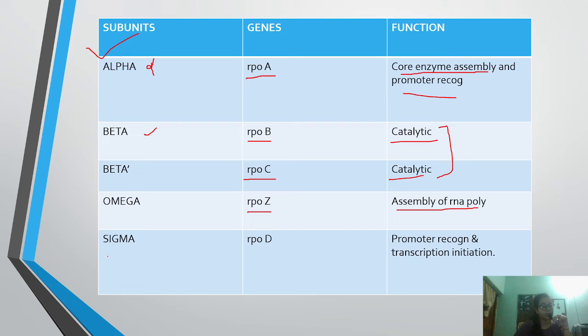And sigma, as I have already told you, is regulated by the RPOD gene, and it is responsible for promoter recognition and transcription initiation. No doubt the alpha is also responsible for promoter recognition, but the main role is performed by this sigma factor, which recognizes the promoter sequence and immediately makes the RNA polymerase bind to it, and the process of transcription will take place.